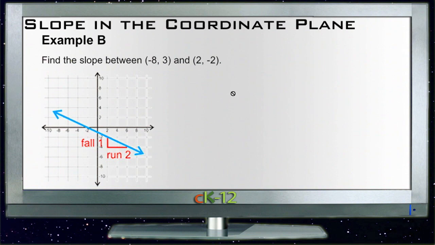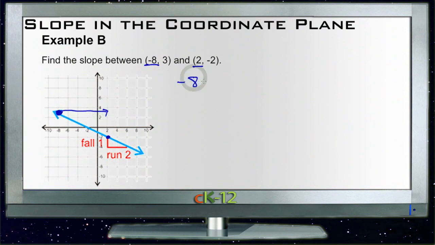Example B tells us that we need to find the slope between the points (-8, 3), so that's up here somewhere, and (2, -2). These two points are not marked on there, so we're going to have to count based on the points they give us. If we know that we're going from an x-coordinate of -8 to 2, let's start over here at the -8. In order to go from -8 clear over to 2, we're going to have to go to the right.